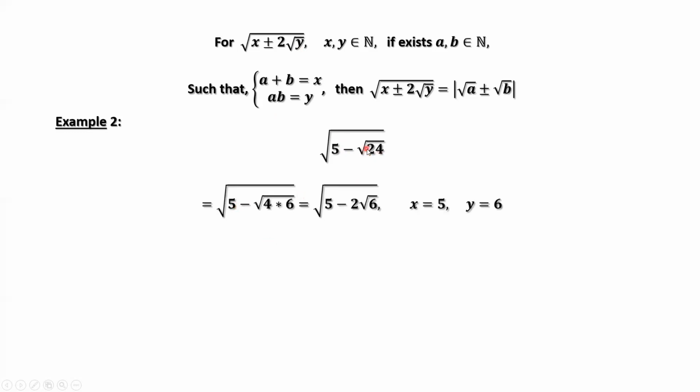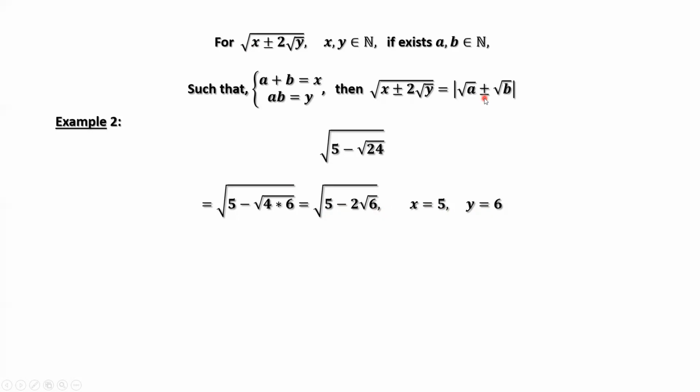Inside part of the square root of 24. 24 is 4 times 6. Square root of 4 is 2. 2 times square root of 6. This part is matching this given format. X equals 5, Y equals 6. Here is minus. We use minus here.